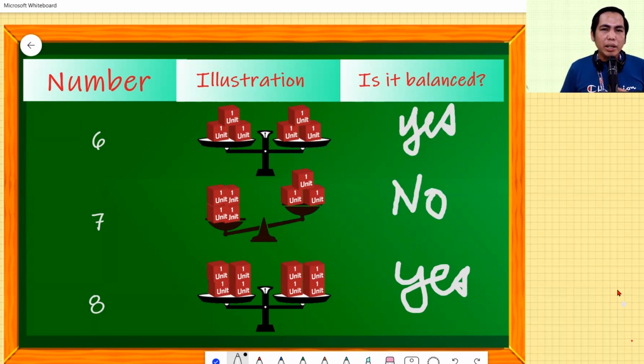So, in other words, all those numbers that are balanced are even numbers, while those numbers that are not balanced are odd numbers. Now again, for numbers that cannot be divided equally into two, let's say 1, 3, 5, 7, and 9, they are all odd numbers. But for numbers that can be divided equally, they are called even numbers. So 0, 2, 4, 6, 8 are all even numbers.